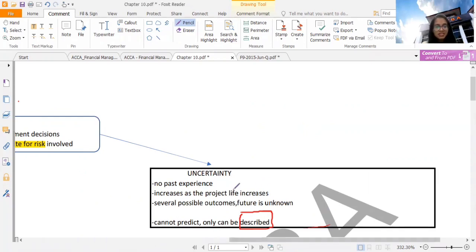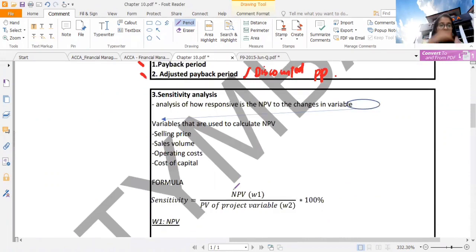where uncertainty is actually, sorry, it's not even assessed, it's called described, okay, using the payback period, the adjusted payback period, and also sensitivity analysis. Guys, now I want you to pay attention to sensitivity analysis. Why I ask you to pay attention to sensitivity analysis is because in sensitivity analysis, the examiner will ask you a few different types of sensitivity analysis calculation.